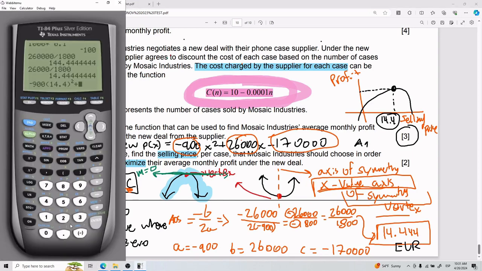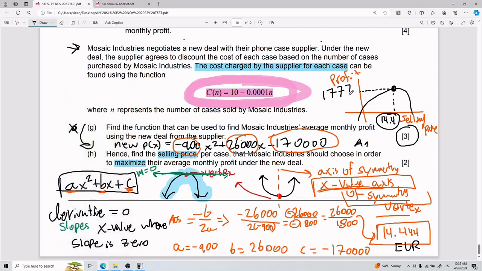And so just to show it, this is not part of the exercise anymore, but in case it happens to you in the future, that it's like, okay, find the maximum profit, you first find the x value of the vertex, and then you plug it in in order to find the profit. So the profit is 177.76, okay? So if they sell at 14.4 per phone case, their profit is this amount, and that is our maximum profit because it's the maximum point of my parabola.